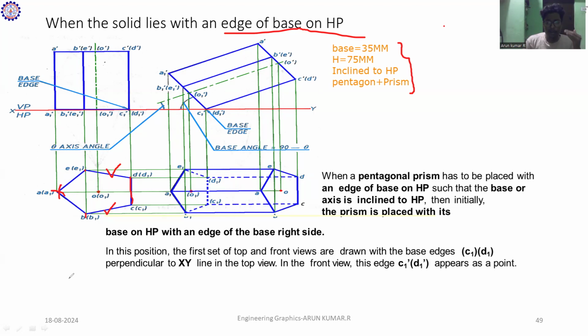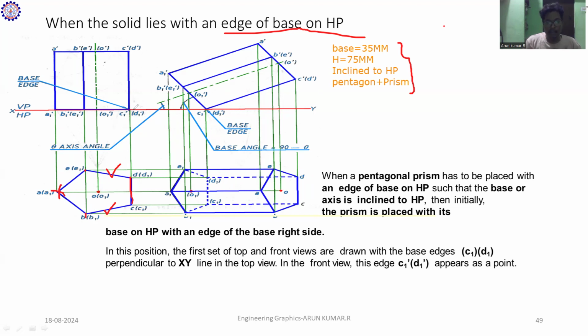Once you have completed the plane, after that you construct the front view. So how to construct this? You have to generate imaginary lines from each corner. That is the primary, important step. Once you construct each line towards the XY line, you get A1 dash, B1 dash, C1 dash, and D1 dash. That is the bottom side of the pentagon.